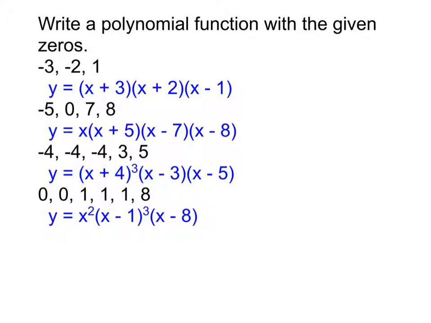Now, in this case, I gave kind of the most basic answer for each of these, but there's actually a lot of different variations of each of these that you could make. Because, for instance, like on that last one, what if I multiplied it by some constant? What if I multiplied the whole thing by 3? It would still give the exact same zeros, right?